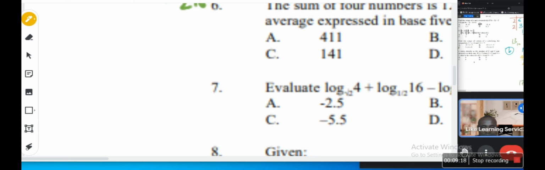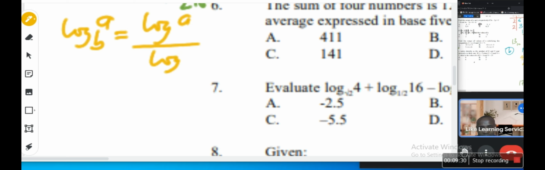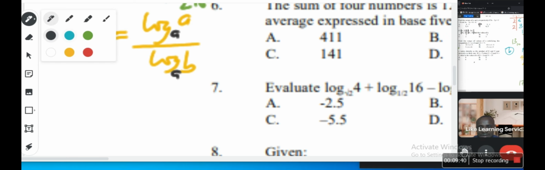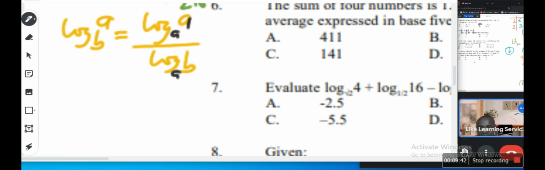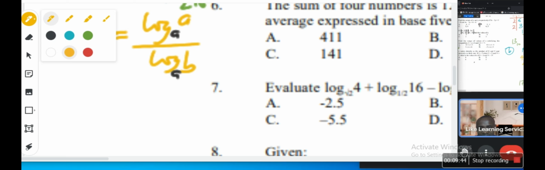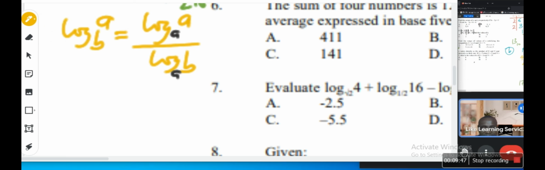I told you when you have that, there's a way. Remember there's a rule I gave you. If you have log a in base b, it's the same thing as writing log a over log b, all in the same base, whether base a or base b. Did you see what I just wrote? Yes. Okay, I gave you this rule, so we can apply it here.